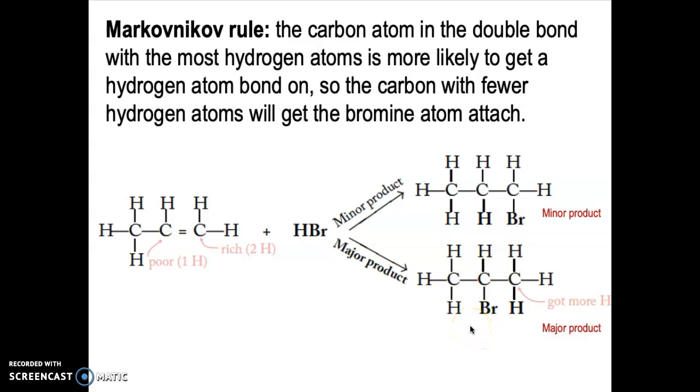So 2-bromopropane is the major product, while the alternative, so this is where it hasn't followed Markovnikov's rule, this is the minor product. So 1-bromopropane is the minor product.